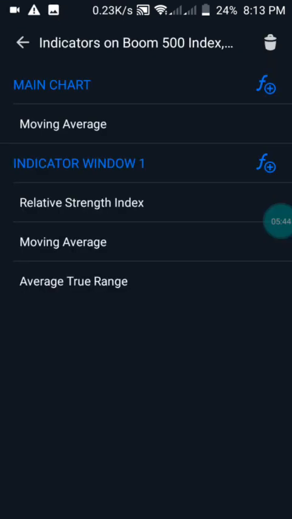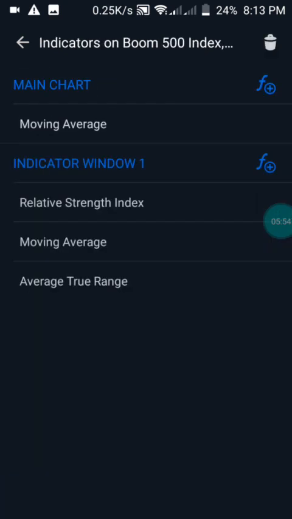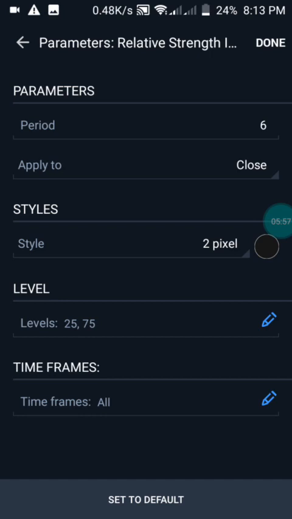So let me show you the settings of this strategy. We have the main chart, which is the moving average of 150. We have the exponential, we have apply to close. Just screenshot it, I don't want this video to be too long. Then you press undo. Then we have our relative strength index. We have the period of 6, we have apply to close. We have black here. We have the two levels, 25 and 75, here.